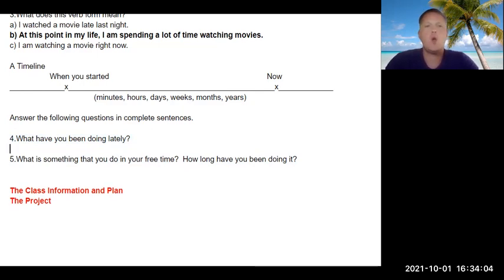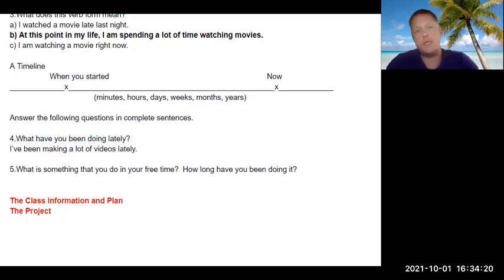examples of my own. What have you been doing lately? I've been making a lot of videos lately. Maybe you would say, I've been working a lot lately. So it's something basically new that you're doing, something different. What is something that you do in your free time? When you say lately, that means it's something new, something different. What is something that you do in your free time?